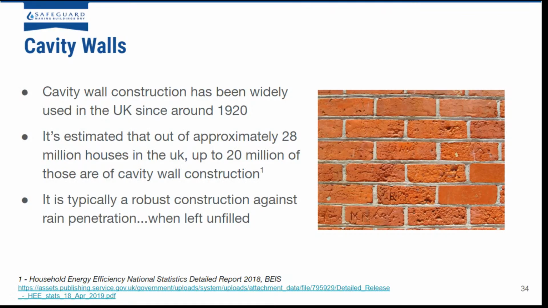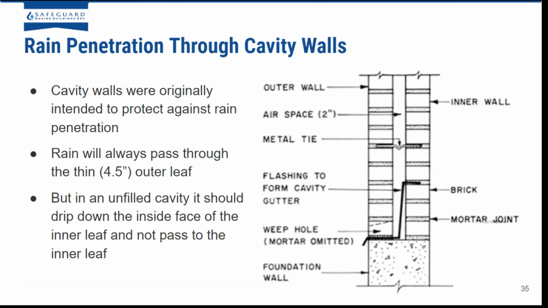Okay, so let's have a look at cavity walls to start with. So cavity walls are the most widely used in the UK since 1920. Out of about 28 million homes in the UK, 20 million of those are made with cavity wall construction. And this is typically a really robust construction against rain penetration when it's left unfilled. So they were actually originally intended to protect against rain penetration.